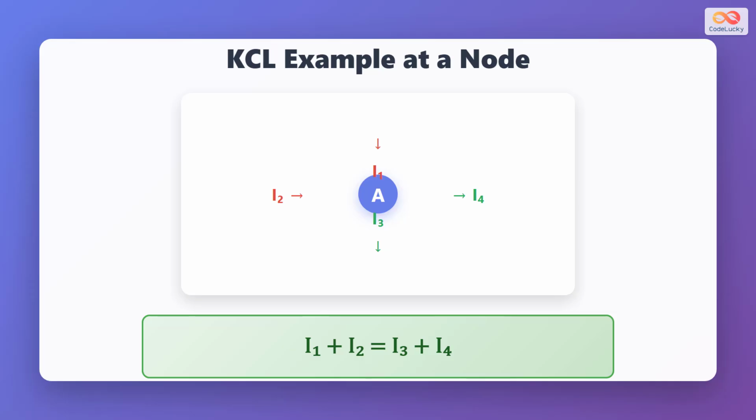Let's look at a practical example. Consider node A where currents I1 and I2 are entering, while currents I3 and I4 are leaving. According to Kirchhoff's current law, the sum of entering currents must equal the sum of leaving currents. Therefore, I1 plus I2 equals I3 plus I4. This relationship holds true for any node in any circuit.